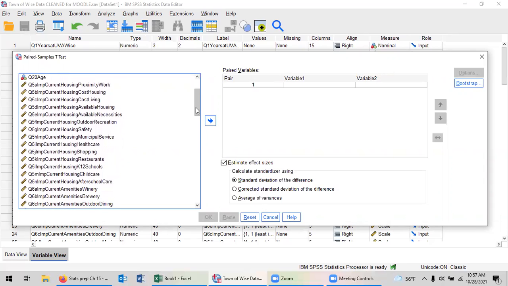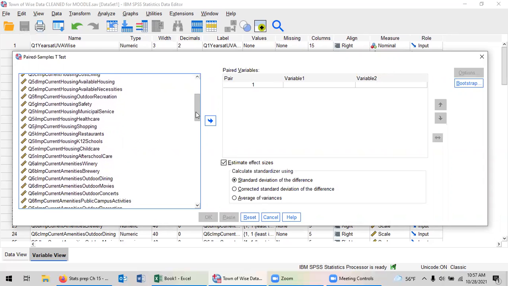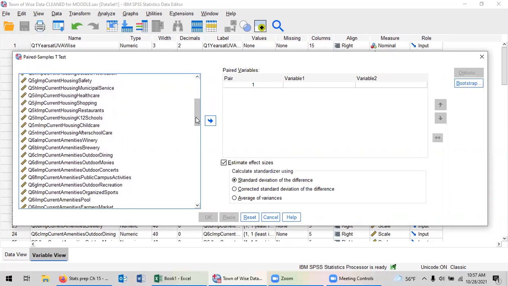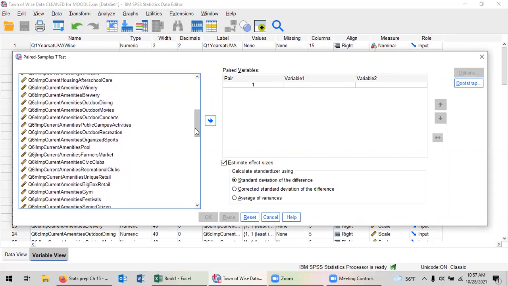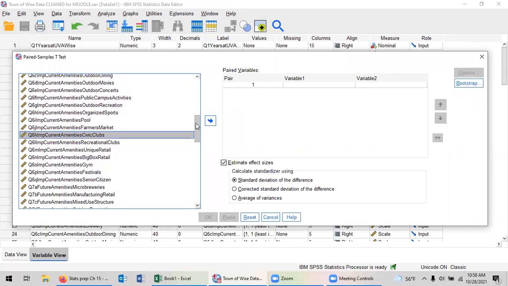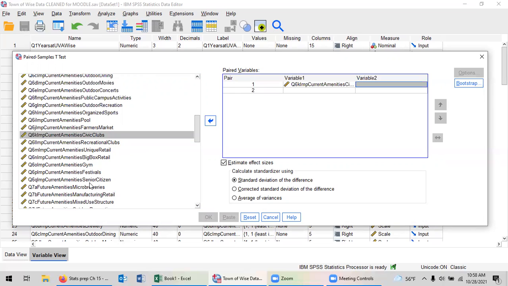So let's say I want to look at how important people rate civic clubs versus senior citizen activities, okay? And so maybe those are my two variables, civic clubs and senior citizen activities. So I'm going to move civic clubs over, and I'm going to move senior citizen activities over. Now it automatically puts in a spot for a second pairing. For now, we're not going to worry about that. We just want to compare the relative importance of these two things.